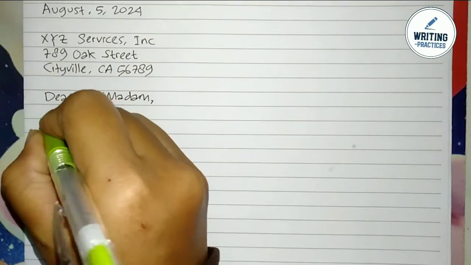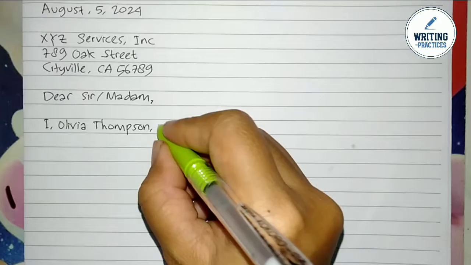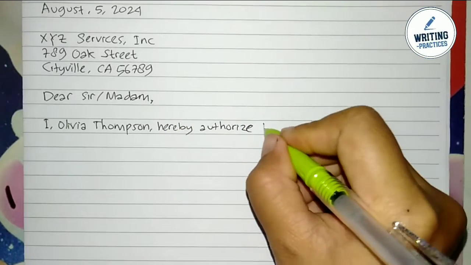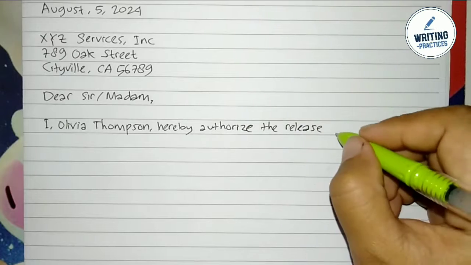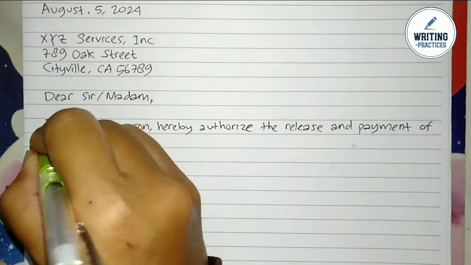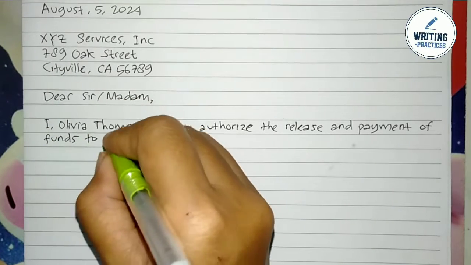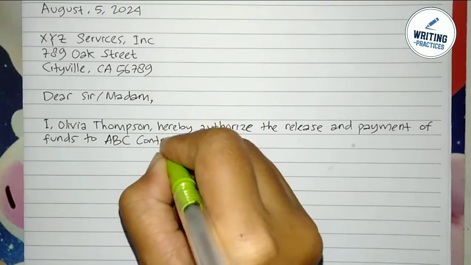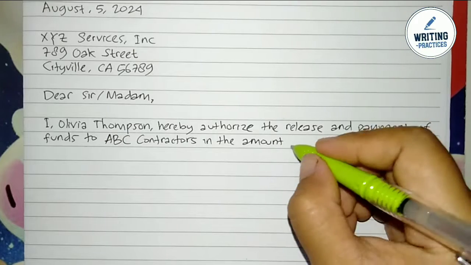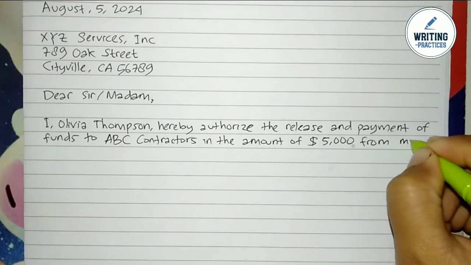In the first paragraph, you can start with introduction and authorization statement. Here, you need to introduce yourself again for clarity. And you must officially state your authorization for a payment release, such as to ABC Contractors. In doing so, it is also a must that you specify the amount of $5,000. And ensure the transaction's details are clear from the outset. For example, the first paragraph will look like this. I, Olivia Thompson, hereby authorize the release and payment of funds to ABC Contractors in the amount of $5,000 from my account.